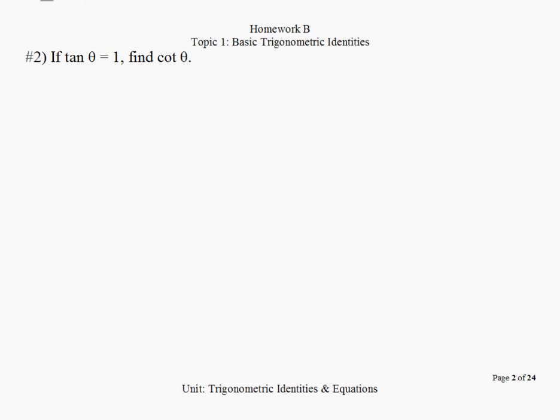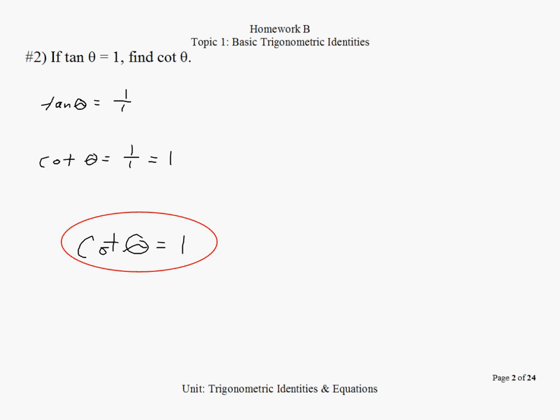Number 2, tangent of theta is 1. Find cotangent of theta. Well, those are reciprocals. If you reciprocate 1, you're going to get 1. Therefore, cotangent of theta is 1.